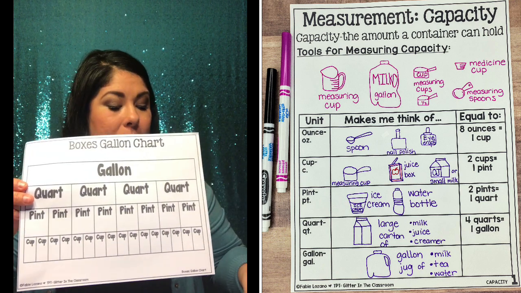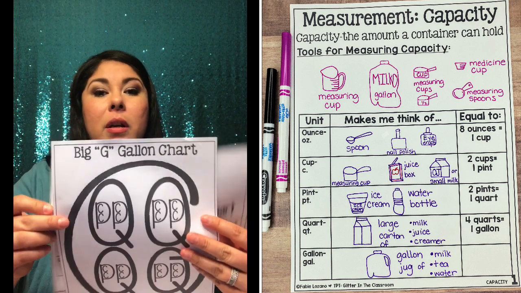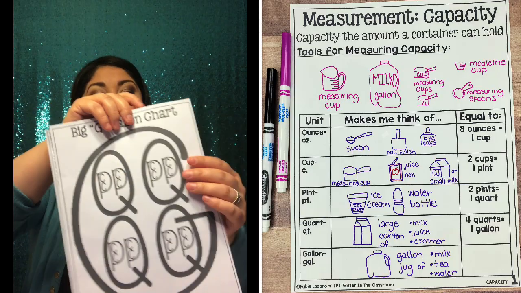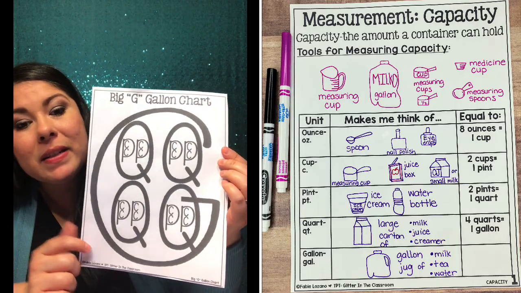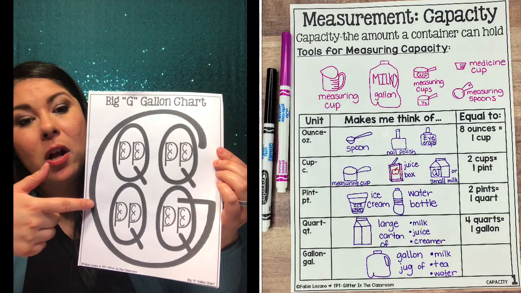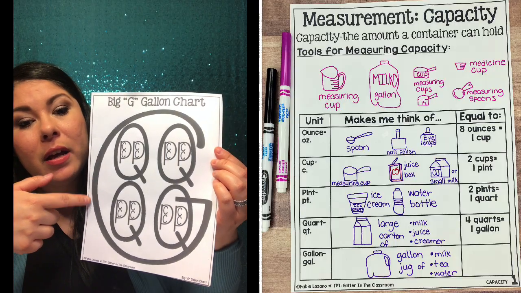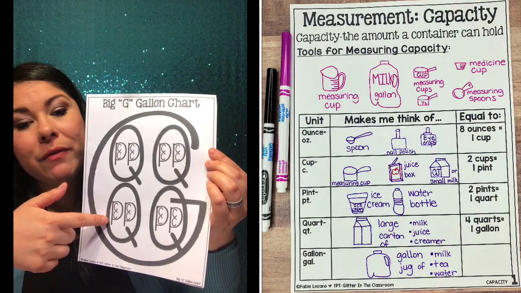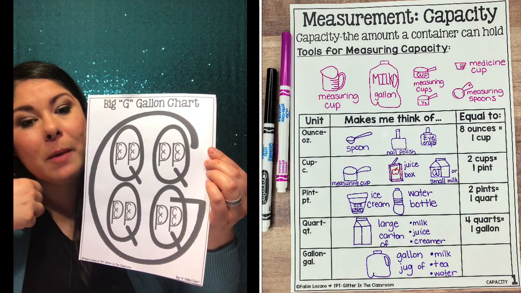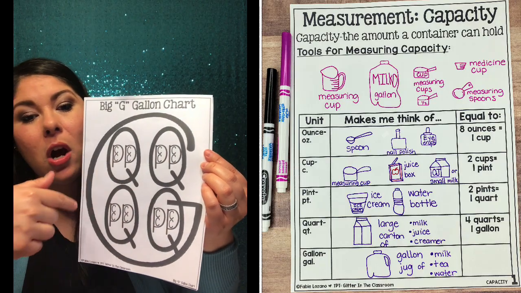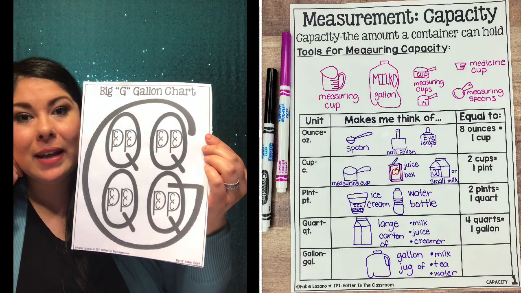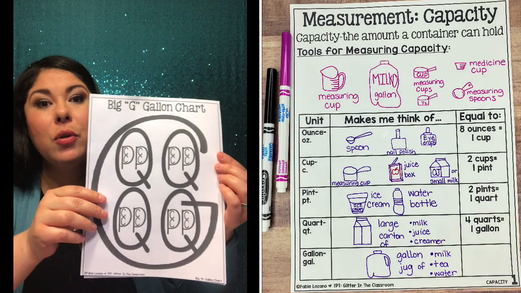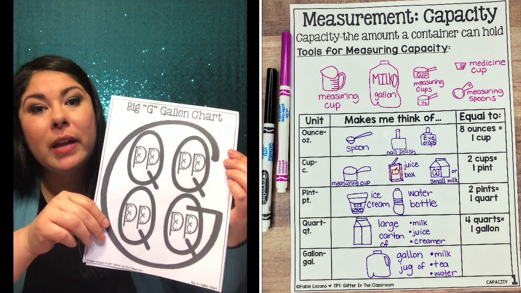Another way to refer to these measurements is with this one. This has many different names on the internet, but basically it's the gallon. I call it the big G chart. It's a gallon, and then you have your quarts, and you have your pints and your cups inside, and you see how many are in each unit of capacity measurement. So it's helpful to have these on hand whenever you're trying to memorize or solve real-life questions about these units.